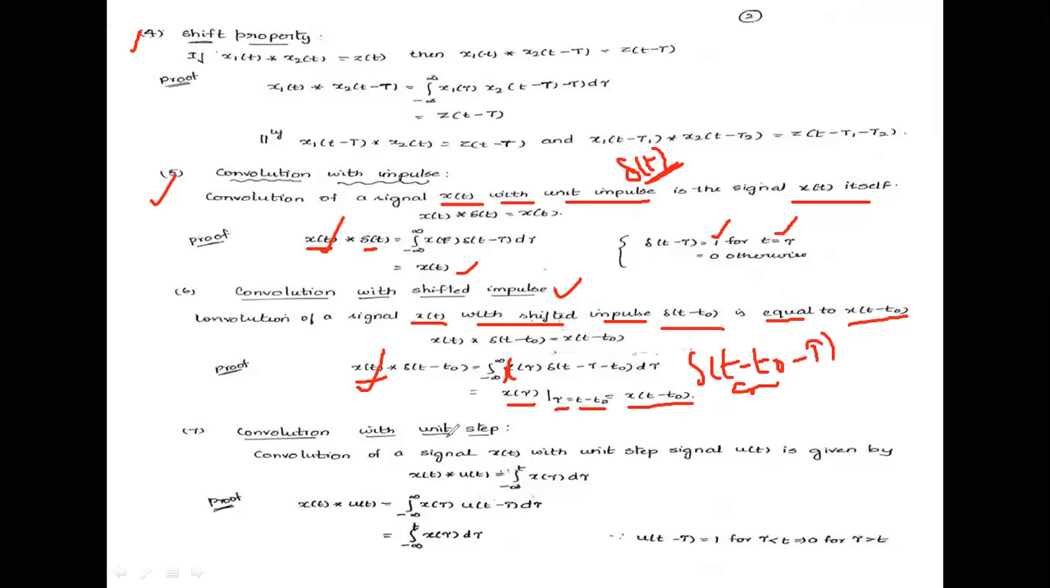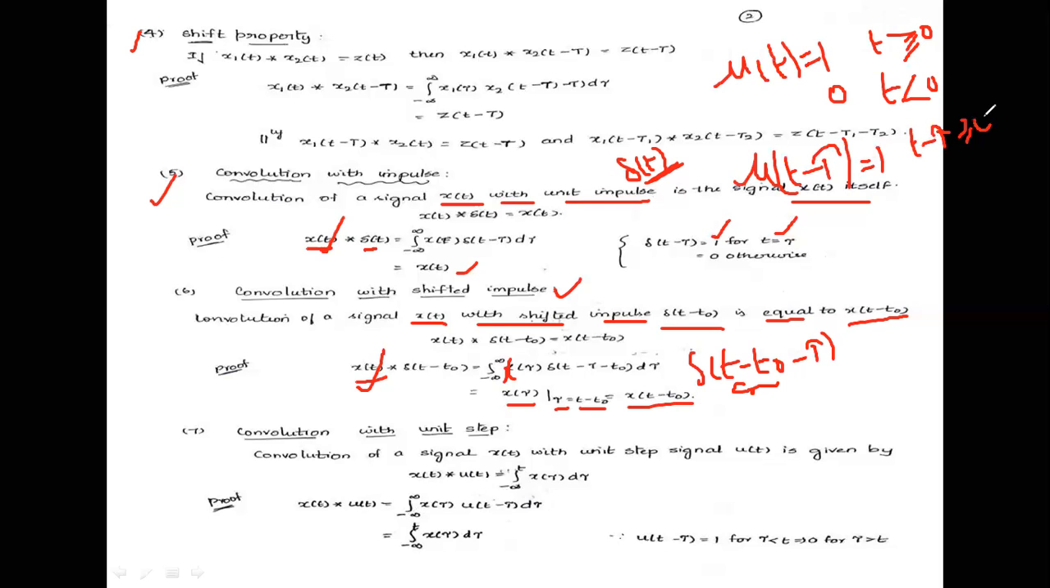Seventh property, convolution with the unit step. So x of t with mu of t: the integral from minus infinity to infinity of x of tau mu of t minus tau d tau. What is mu of t? It is equal to 1 for t greater than or equal to 0, and 0 for t less than 0. What is mu of t minus tau? It is 1 for t minus tau greater than or equal to 0, and 0 for t minus tau less than 0.